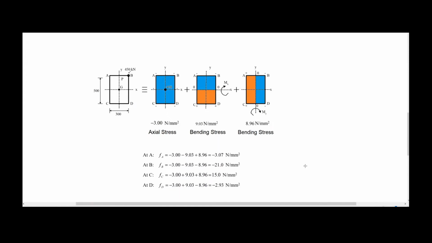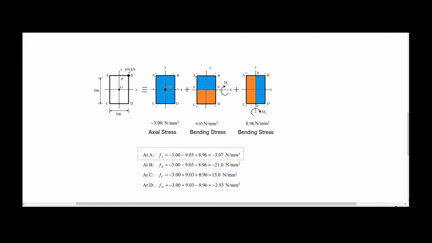Okay, so let's focus the attention to the point A of this cross section now. So I will work with this equation in here. So we are looking at the point A. So we are in this corner in here. So we know that at this corner, we have an axial stress equal to -3, because this is constant along the whole cross section. So there is no doubt about this one.